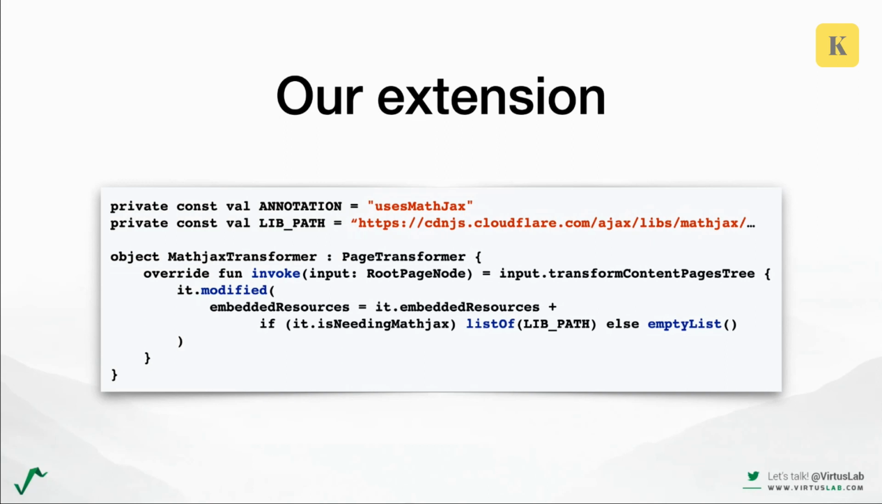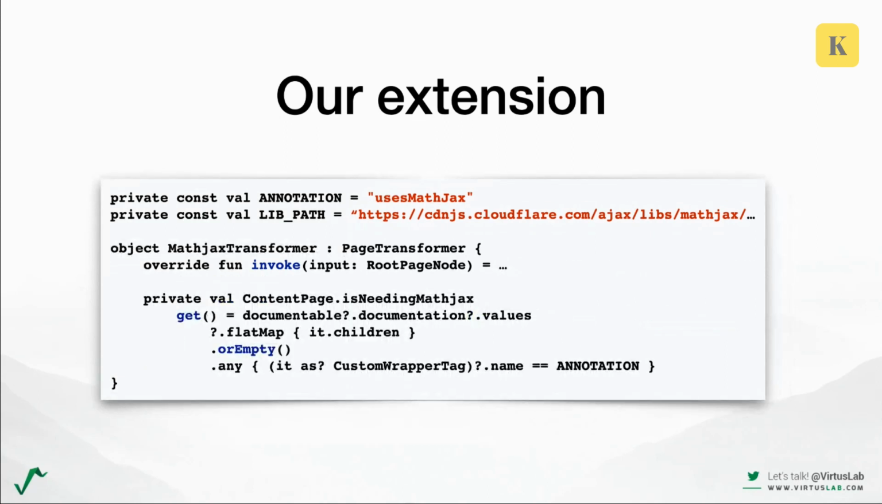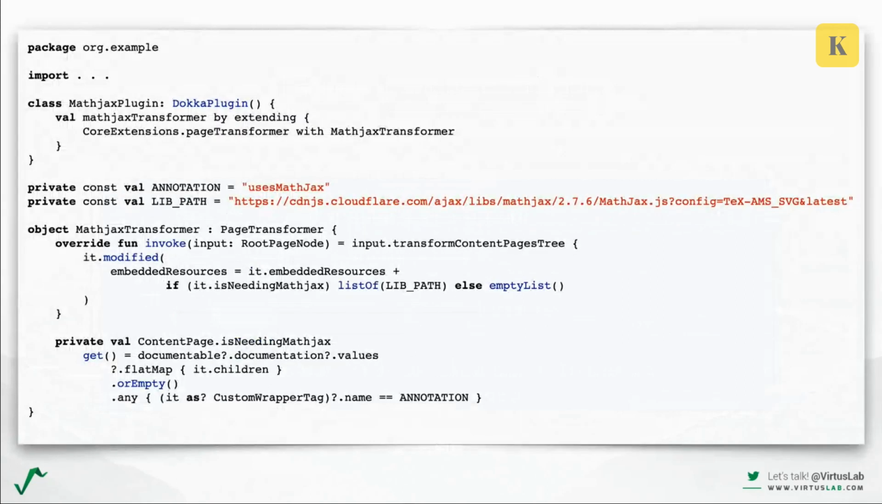And let's follow this method so I can show you what our extension property needsMathjax looks like. We are just taking the documentable from this content page. We are doing some flat mapping to get all doc tags in its documentation, and we are searching if any of its doc tags have the same name as our annotation, so uses MathJax. So that's all. The entire code of this plugin, minus the imports, of course, can fit on a single screen. And this is all that we need.